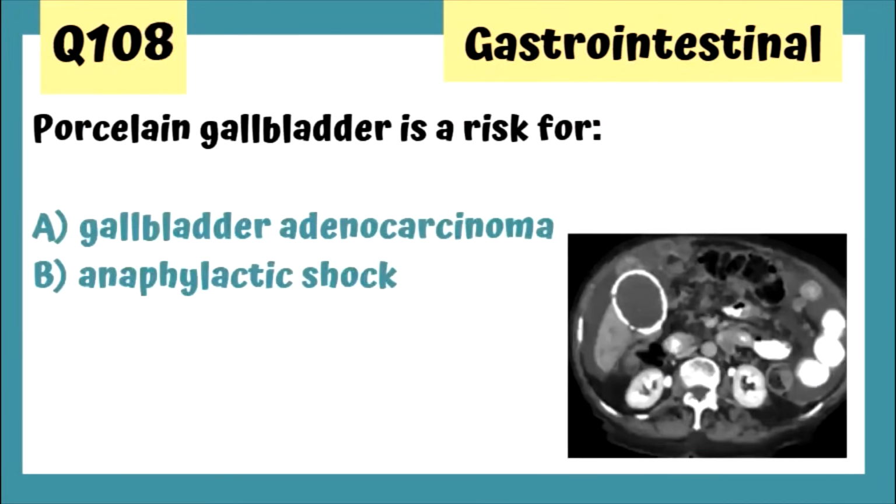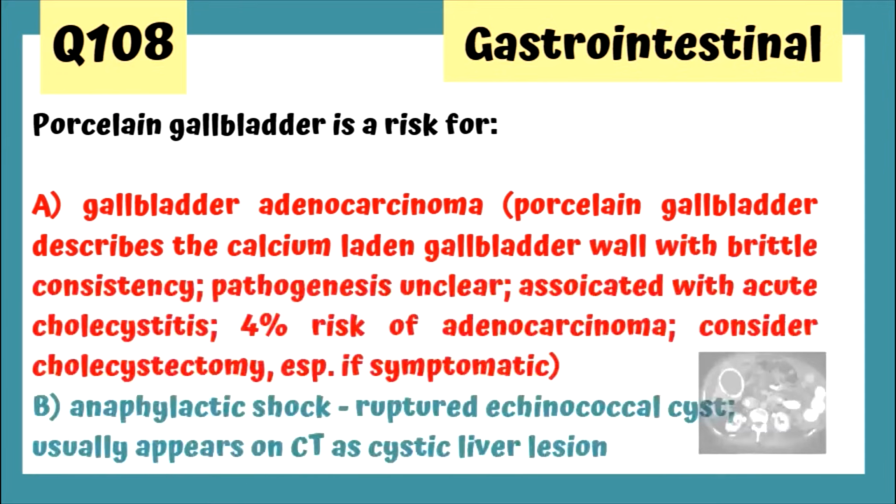Question 108. Porcelain gallbladder is a risk factor for, you just got to know this, you see the porcelain gallbladder in the image, gallbladder adenocarcinoma. Porcelain gallbladder describes the calcium-laden gallbladder wall with brittle consistency. The pathogenesis is unclear, but it's associated with acute cholecystitis and a 4% risk of adenocarcinoma. Therefore, we consider cholecystectomy even if the patient is asymptomatic, but especially if they're symptomatic.